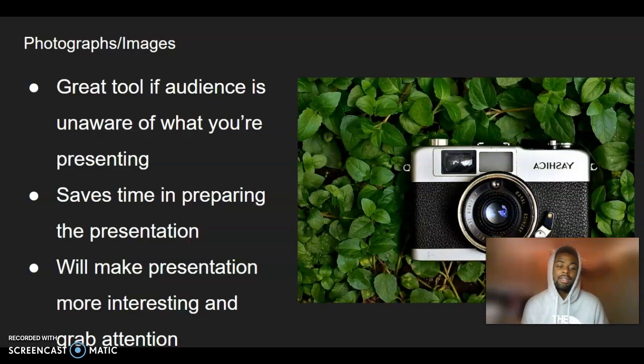Will make presentation more interesting and grab attention. You don't want people just sitting there while you're presenting. Hopefully they won't. If they're coming to your presentation, hopefully they have an interest in what you're teaching, but you don't want people just sitting there falling asleep, not really caring about what you're having to say. And like I've been iterating, having way too many words will put people to sleep. Throw a couple pictures in there, spice up your PowerPoint.